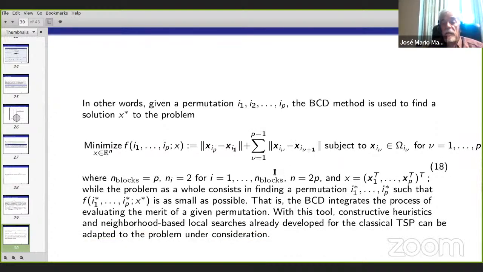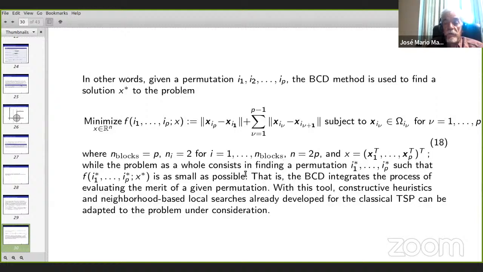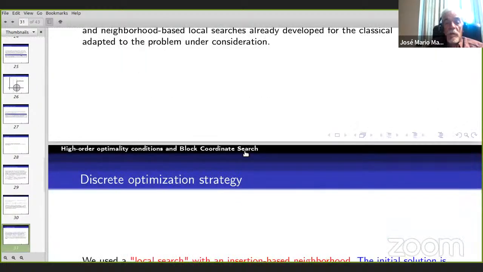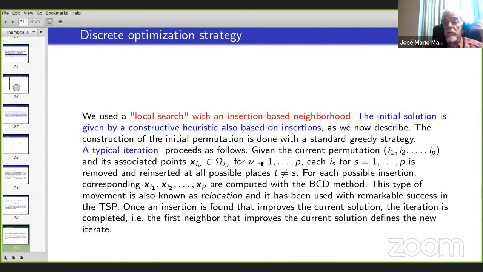The BCD is part of the process of evaluating the metric function for a given permutation. So with this tool, constructive heuristics and neighborhood-based local searches already developed for the classical TSP can be adapted to the problem. The discrete optimization strategy that I am going to use is a classical strategy in the TSP. It's a local search with an insertion-based neighborhood. The initial solution is a constructive heuristic based on insertions.